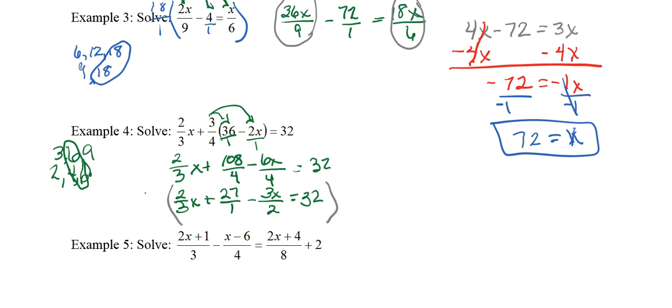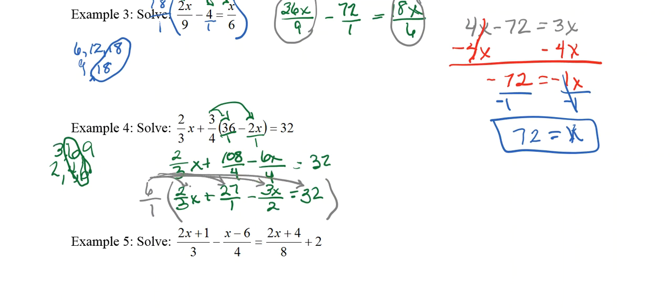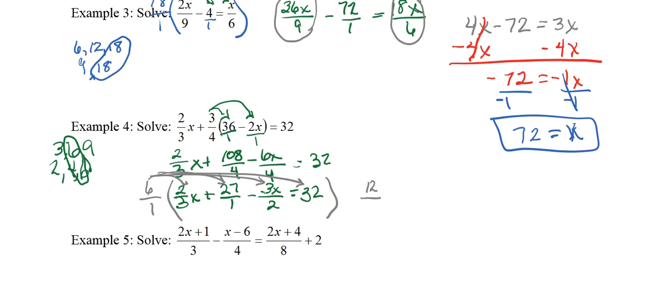So I'm going to multiply everybody by 6 over 1, doing the distributive property. 6 times 2 is 12. 1 times 3 is 3. 6 times 27 is 162. 1 times 1 is 1. 6 times 3 is 18. 1 times 2 is 2. 6 times 32 is 192. Any whole numbers are over the number 1, so 1 times 1 is 1.